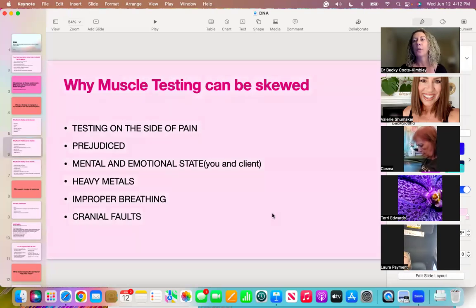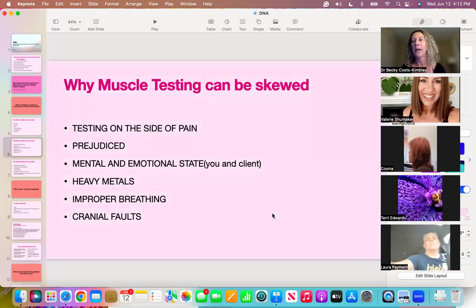We all know what happens in our minds affects our body and our cells and our DNA. So thoughts, if you walk up to a person and you think, oh, this test is going to be strong, you've already made that test strong. So your thoughts can actually interfere with the results of the muscle test. There could be some prejudice behind it. You could be stressed. There could be mental and emotional stress between either yourself or the client.